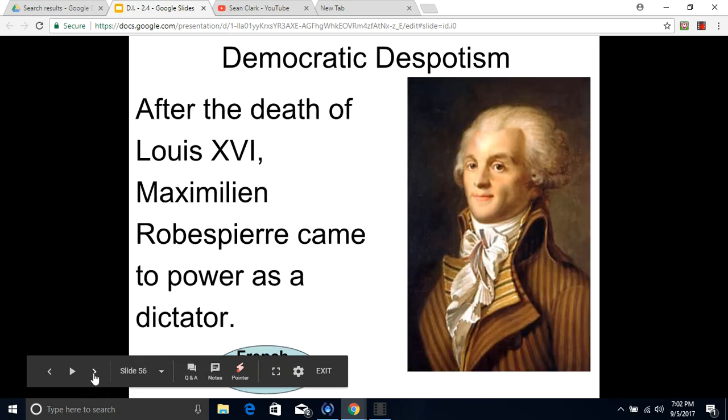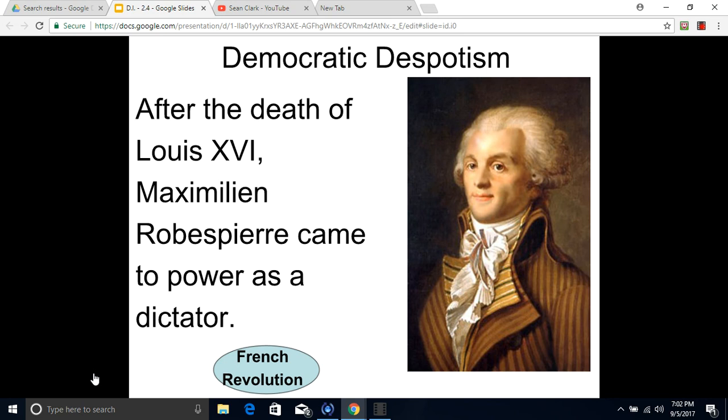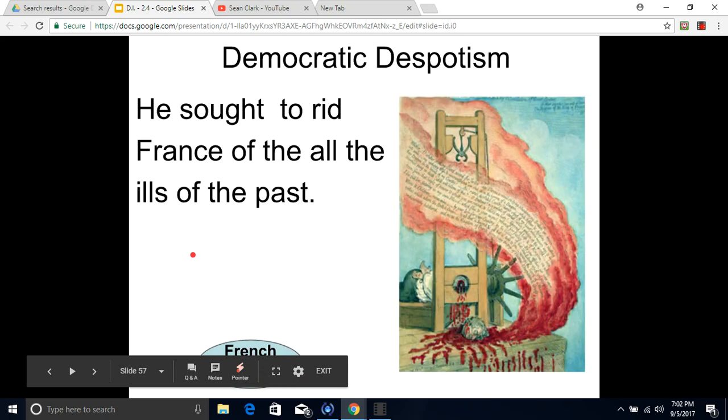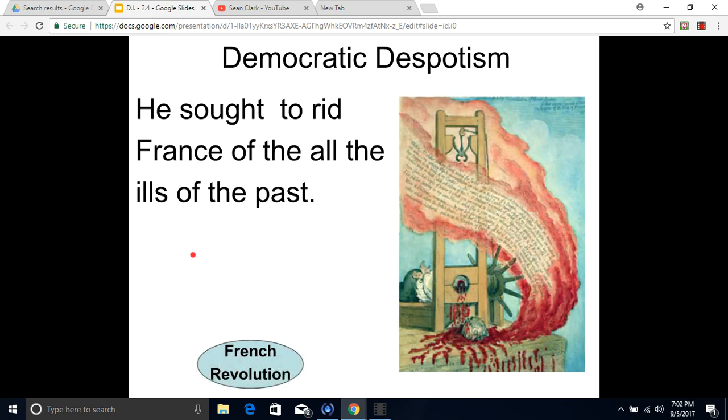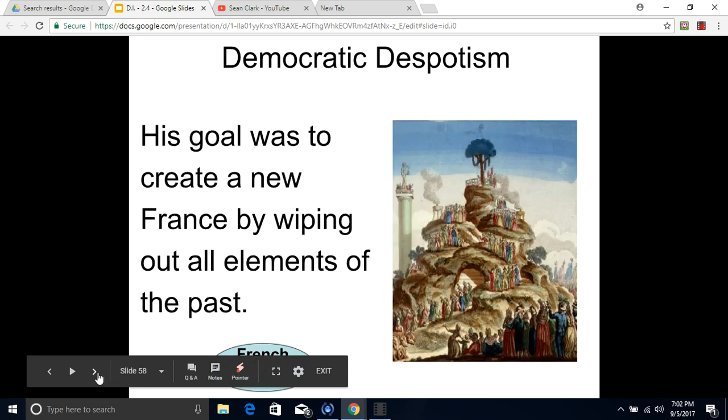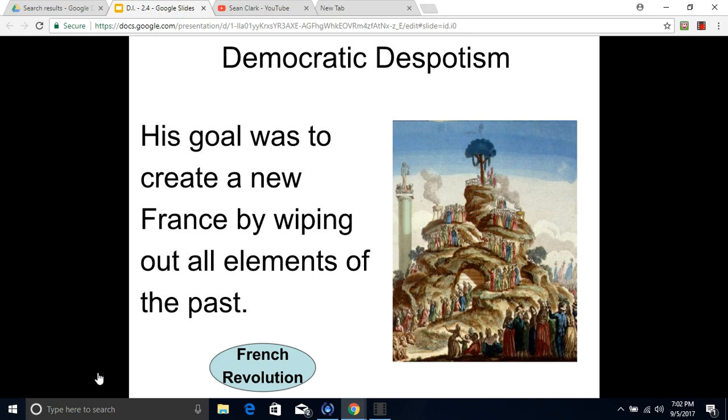After the death of Louis XVI, Maximilien Robespierre came to power as a dictator within the National Assembly and National Convention. He sought to rid France of all the ills of the past by wiping out the Christian and old regime heritage of France. His goal was to create a new France by wiping out all elements of the past.